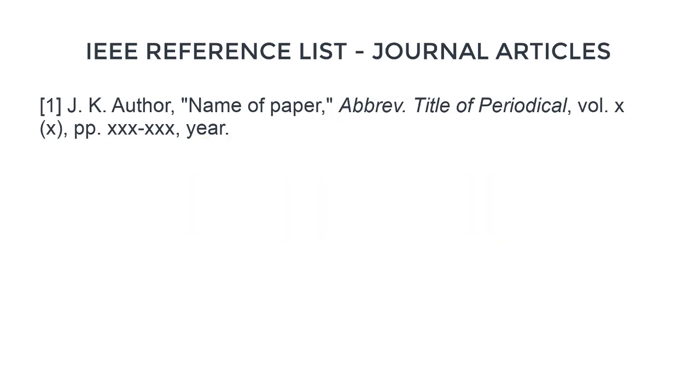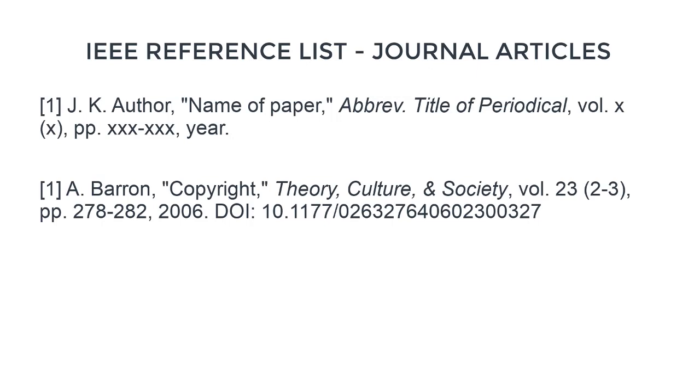Online journal article citations are almost exactly the same as print journal citations, but at the end of the citation, they will have either a URL or a DOI to direct the researcher directly to the article's online location. DOI stands for Digital Object Identifier and serves as a stable link to the article. If the article you are citing has a DOI, use that in your citation rather than a URL.